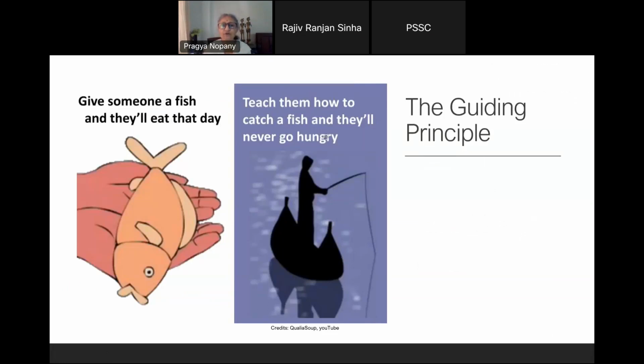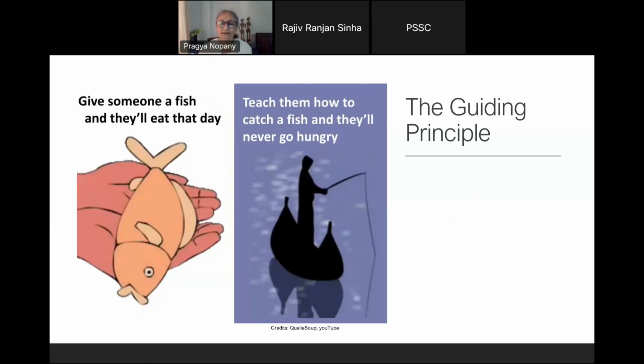I don't know what this obstruction is there. Is my screen clearly visible to you, or is there some obstruction? It's clear, ma'am. It's very clear.